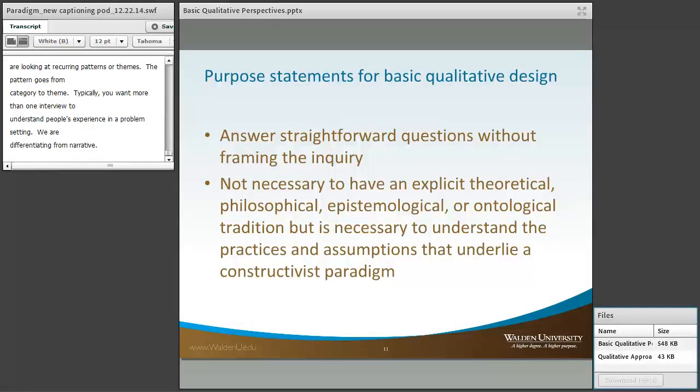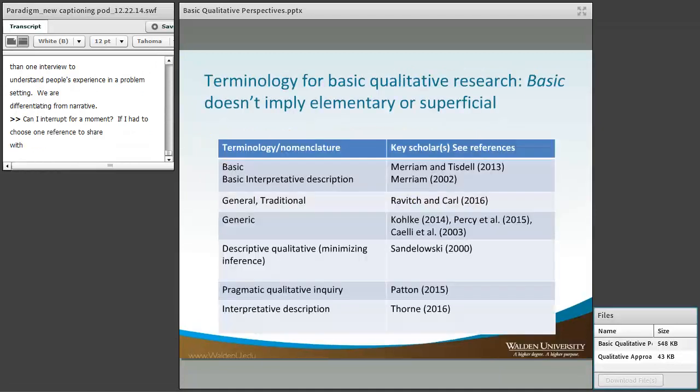So could I interrupt for a moment to relay some questions? Yes, please. Kelly Hall is asking, if I had to choose one reference to share with students, which reference would you suggest?